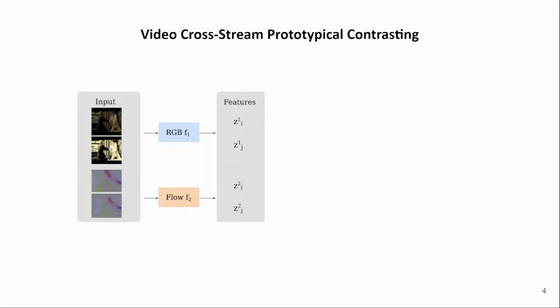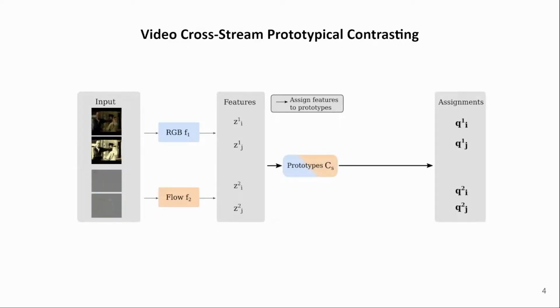The cross-stream training starts with our input video. 4 different views are created by using data augmentation on the RGB frames and the optical flow, and the views are passed through the encoders. Now the first step is to assign features to prototype vectors to get 4 assignments, 1 for each feature. The prototype vectors are randomly initialized at the start of training. The mapping is found by using an optimal transport solver.